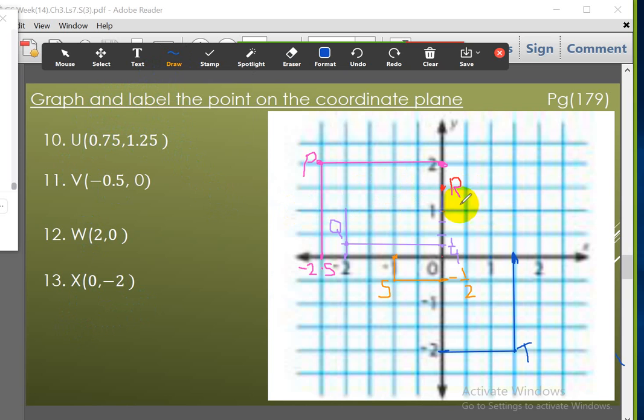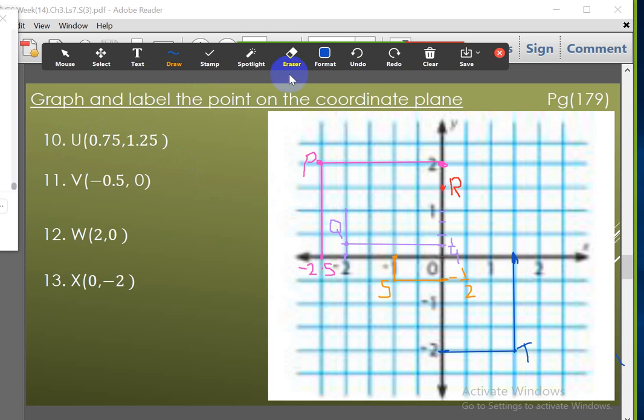Okay, 7 is, look, this is r. The x for r is 0. That means when the x equals 0, the point is placed on the y-axis, because there is no x. That means the point is located on the y-axis, on 1.5, because the y is 1.5.